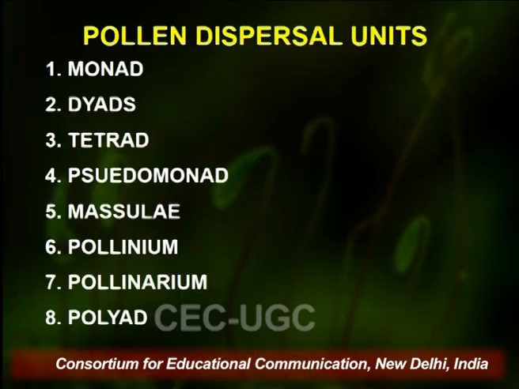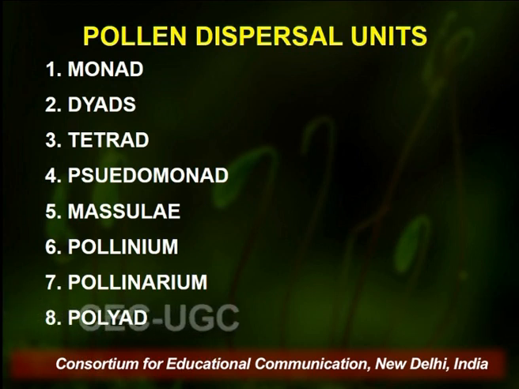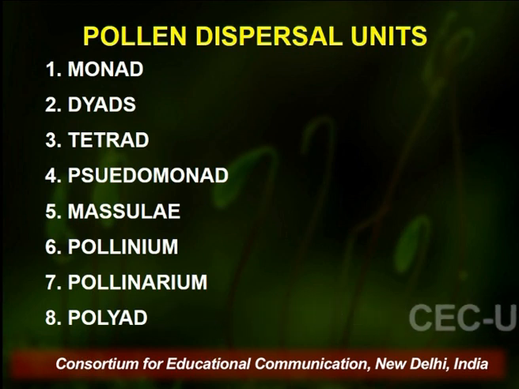Now, once the anther dehisces, the pollen are liberated and then of course they are available for pollination and eventually for fertilization. Most pollen are shed as single units and that is what we call monads. But there are pollen which are shed as compound pollen grains, that is as units. They can be dyads, tetrads, pseudomonads, maculae, pollinia, pollinarium or polyads.